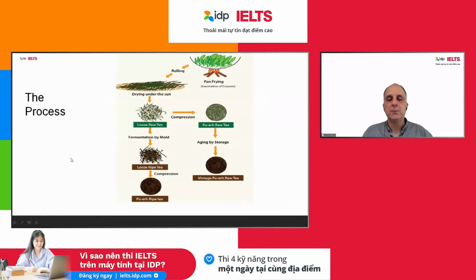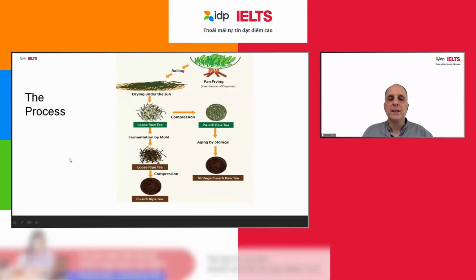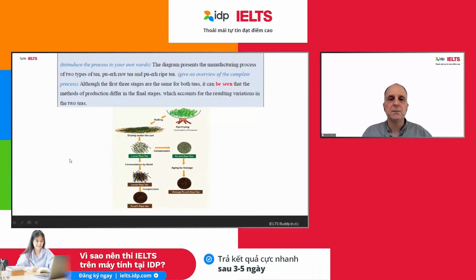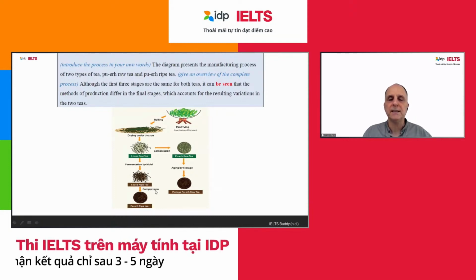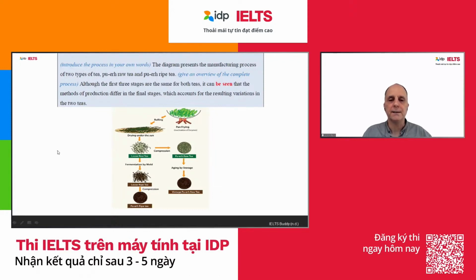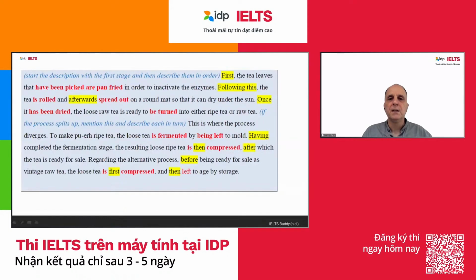Okay. When we move to the process on here, for this one, we use slightly different language. We still need an overview, as in all task ones. Think about the stages as well, okay? Make sure you give an overview of the complete process. And remember that some things do change. So if they're from leaves, they do become something else, like tea later, and you've got to really highlight that. These are some of the linking words: first, following this, afterwards.